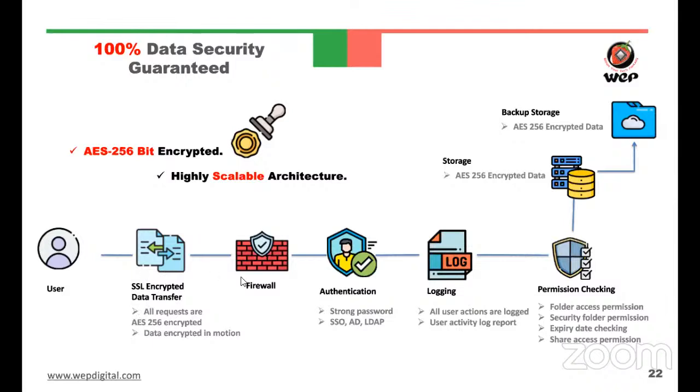Then we have the firewall, so that your data will not leak, and authentication will be there. A strong password will be there, along with logging and permission checking: folder permission, security folder permission, expiry date checking, and sharing permission. This is the overall summary for the data security of your sales and purchase data.